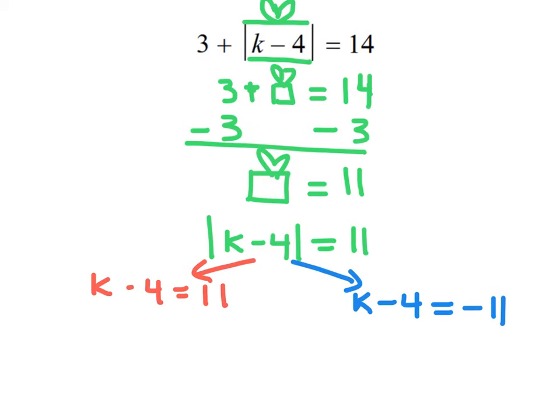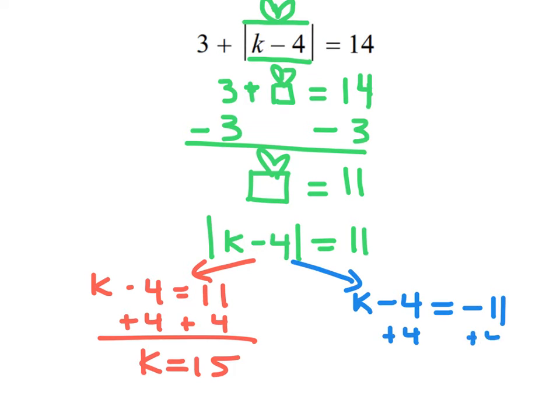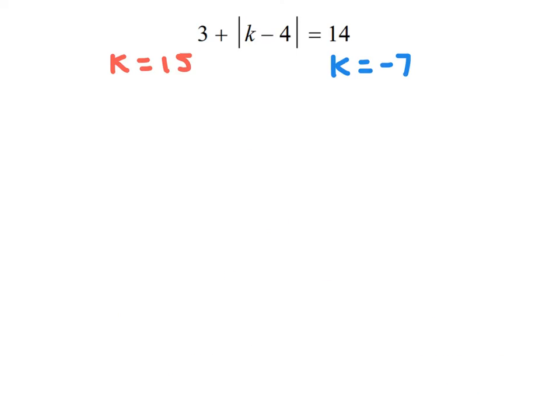I would solve both my equations. So on the left, I would add 4 and solve to get k equals 15. And on the right, I would add 4 and solve to get that k equals negative 7. Now I would check that both of these answers worked in the equation. So I would substitute them back in the original absolute value equation.